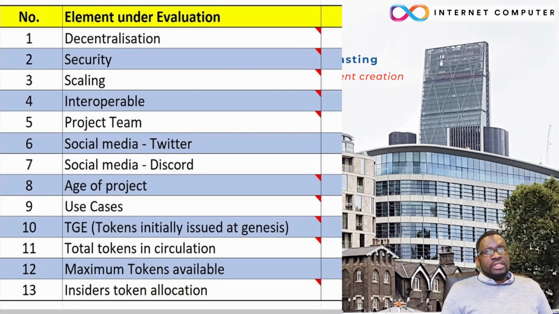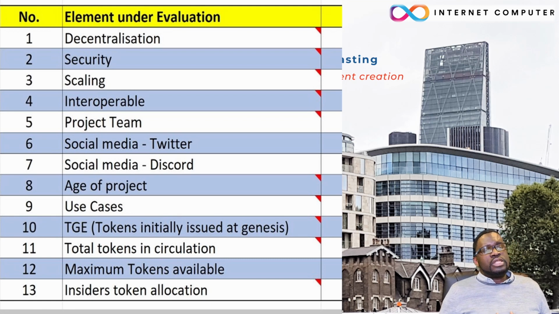So you've got decentralization, security, scaling, interoperability, project team, social media presence via Twitter as well as via Discord, age of the project, use cases, tokens issued at project launch, before we go to tokens in circulation at the point of recording this video, maximum tokens available, as well as insider token allocation, which is going to be a major bone of contention when it comes to scoring.